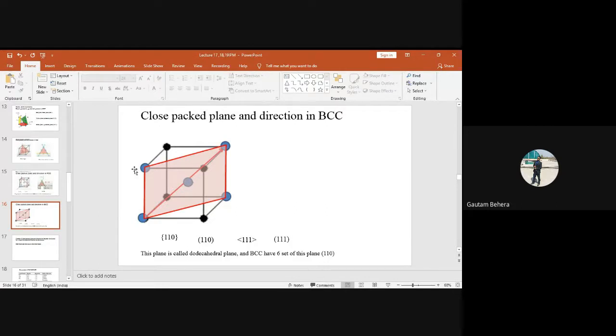Okay, so now in FCC, the closed packed plane is called octahedral plane, and we have 8 numbers of octahedral planes, a closed packed plane in FCC. Similarly, this particular plane is called dodecahedral plane. You have to remember, in BCC, the closed packed plane is called dodecahedral, right? And we have 6 set of this kind of plane, because we can have a lot of parallel planes like this, right? So 6 set of planes means in total we have 12 such planes, right? So in FCC we have 8 closed packed planes, and in BCC we have 12 of this kind of planes. If somebody asks about sets, then that will be 4 and this will be 6.